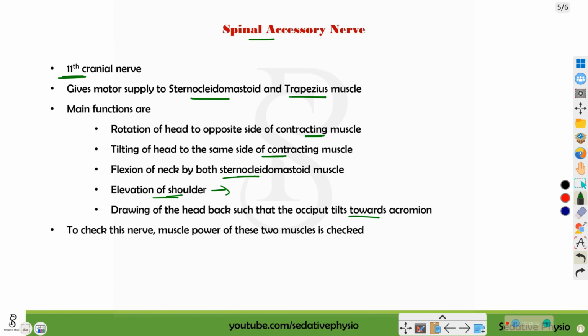For example, if there is any damage to the radial nerve, what will we check? We will check the power of the muscles that are being supplied by the radial nerve. Same here, since the spinal accessory nerve is supplying the sternocleidomastoid and the trapezius muscle, for the assessment of the spinal accessory nerve, we have to check the power of these two muscles.